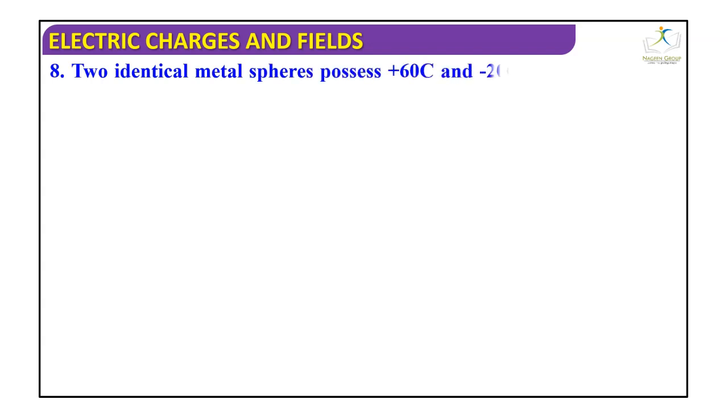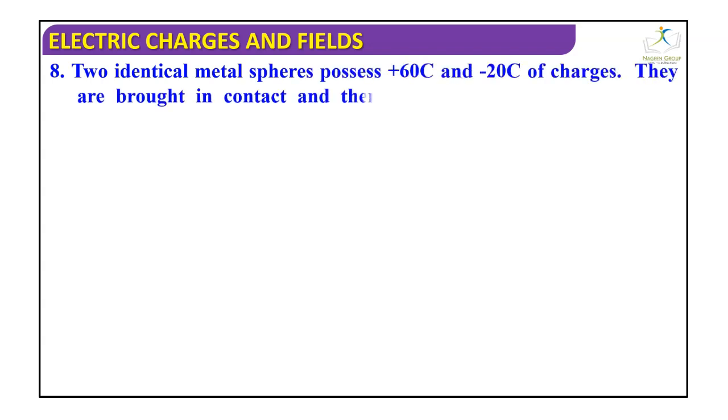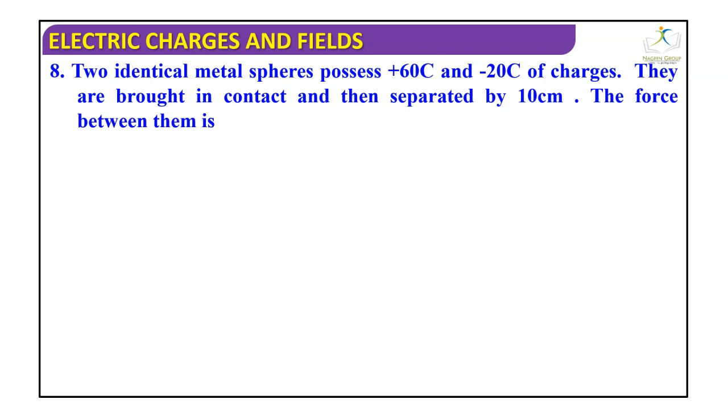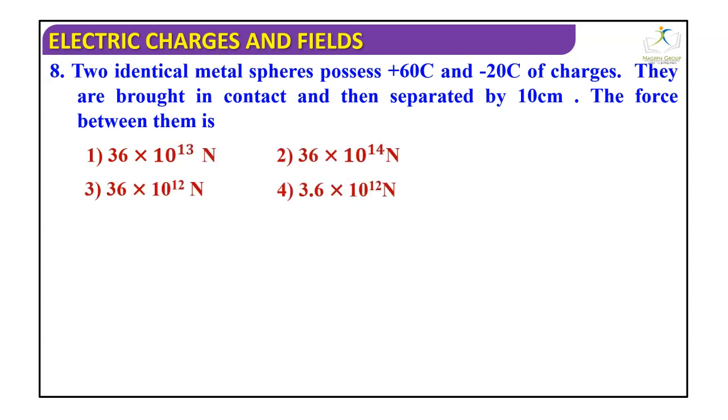Next we have two identical metal spheres possessing plus 60 coulomb and minus 20 coulomb of charges. They are brought into contact and then separated by 10 centimeter. The force between them is. These are the options. Try to solve this particular problem.